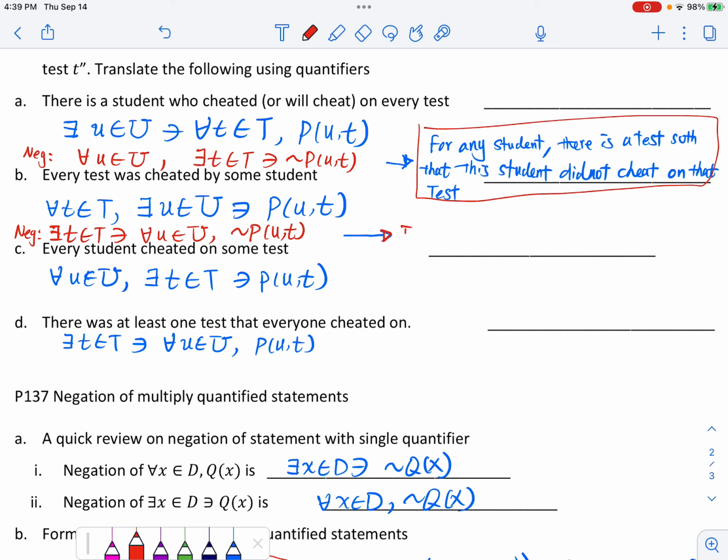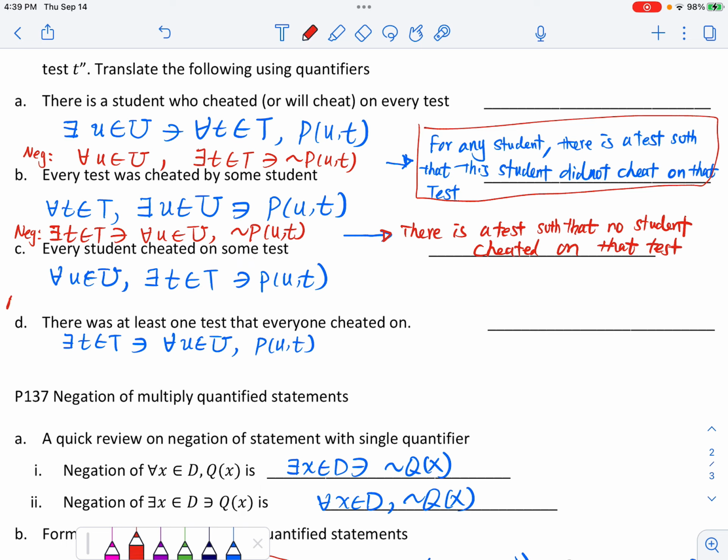So that means there is a test such that no student cheated on that test. Just again, to review: every test was cheated on by some student, and here it says there is a test such that no student cheated on that test. The next one is: every student cheated on at least one test, or on some test.